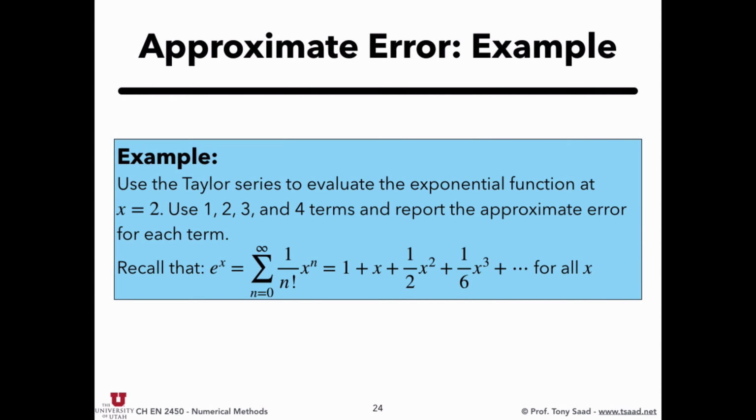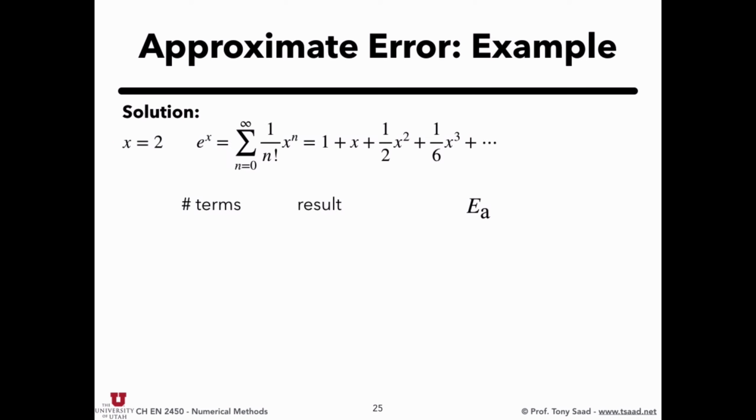The example says, use the Taylor series to evaluate the exponential function at x equal 2. Use 1, 2, 3, and 4 terms, and report the approximate error in evaluating each term. And this is the formula for e to the x. Okay. So let's do this one term at a time. So at x equal 2, this is our formula. We're going to start by adding one term at a time.